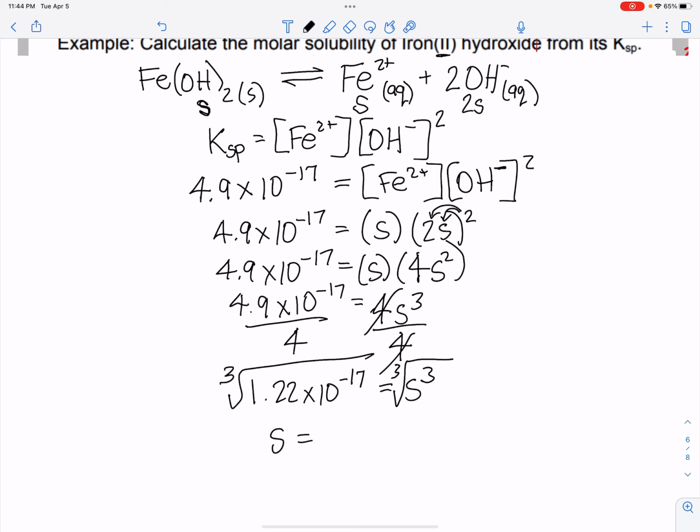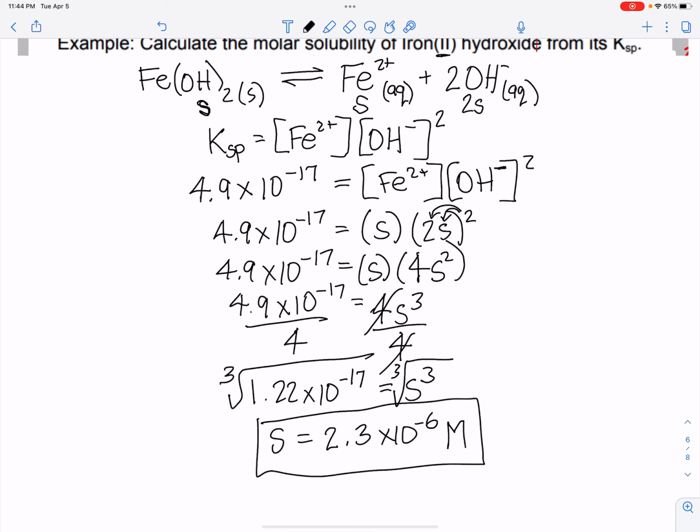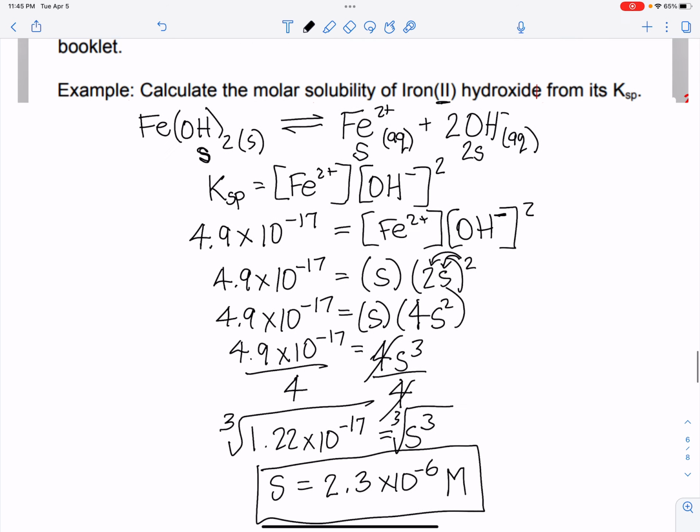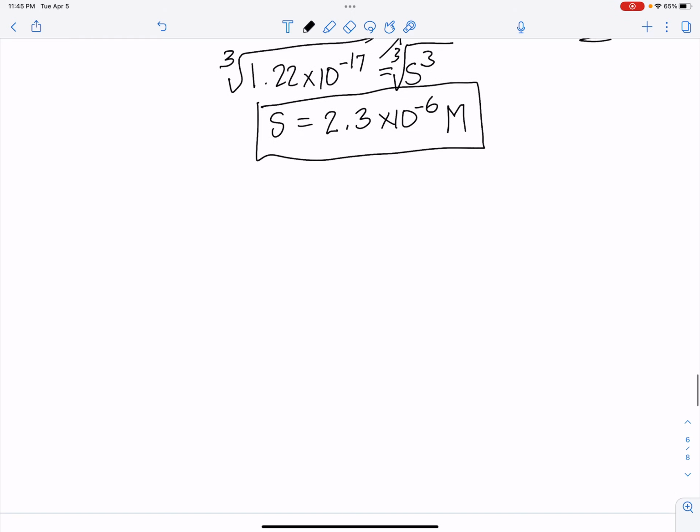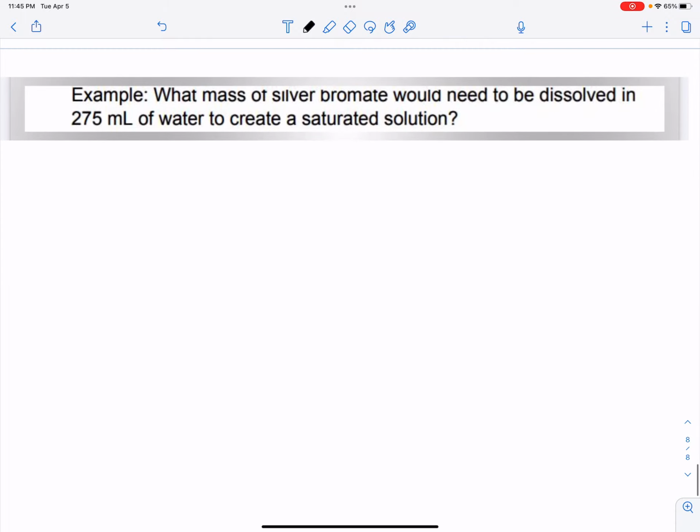So solving for S is the molar solubility there. I get S is equal to 2.3 times 10 to the negative 6. And this time I do have units because it's a molar solubility. I'm going to use that capital M or moles per liter as my final answer. Okay, so there's a 2-to-1 ratio, and you'll notice with 2-to-1 ratios, we end up with KSP is equal to 4S cubed. So we're going to find that as kind of a pattern in some of our problems whenever we have a 2-to-1 ratio.